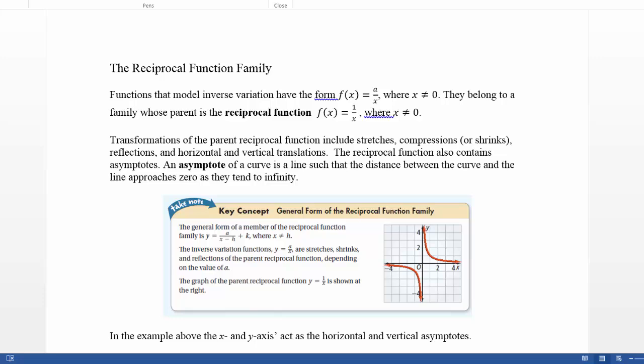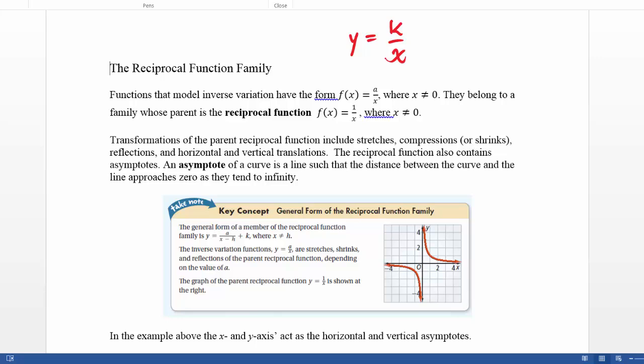Now that you've learned direct and inverse variation, we're going to take the idea of inverse variation a little bit farther. If you remember, inverse variation was y equals k over x. Now, we use the form y equals k over x because most of the time we use y to represent a function.